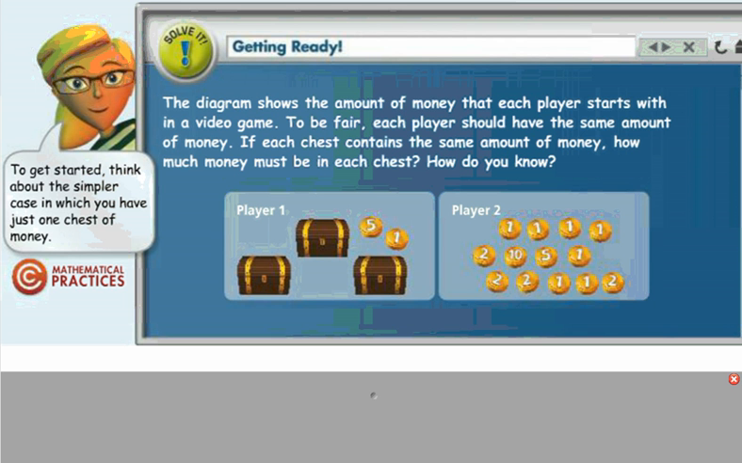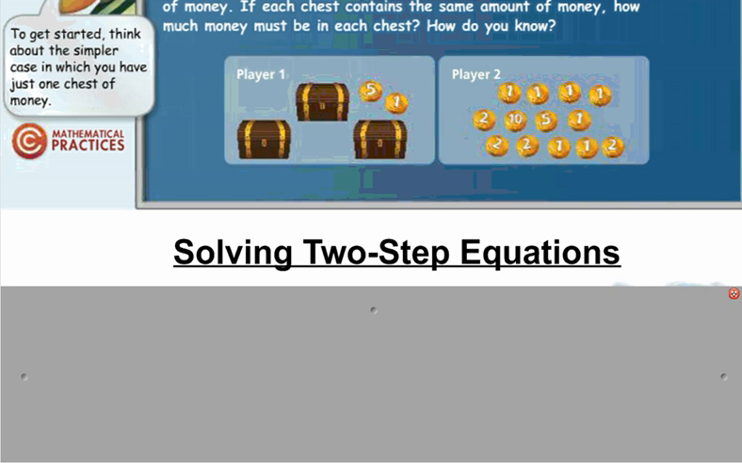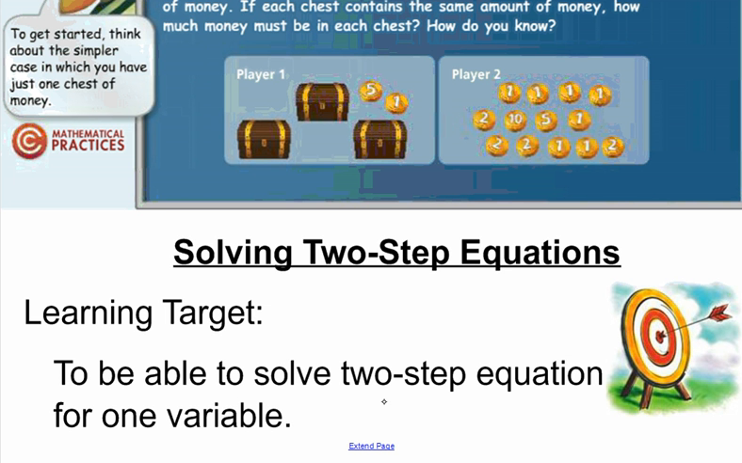If each chest contains the same amount of money, how much money is in each chest, and how do you know? Well, you can go about it a couple different ways. You can try to visualize how much would be in each chest if they're the same amount, or you could create an equation and solve it. It'll be a two-step equation. So this section is on solving two-step equations, and the learning target is to be able to solve two-step equations for one variable.